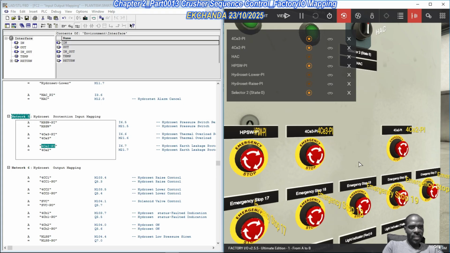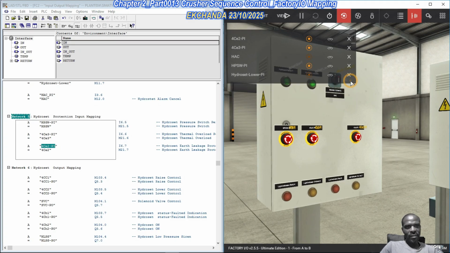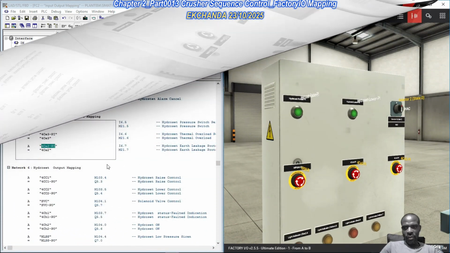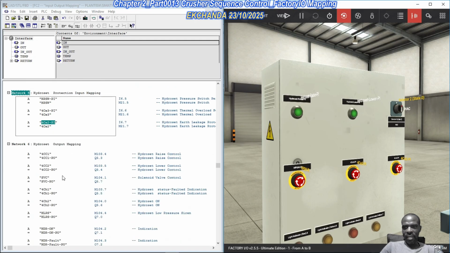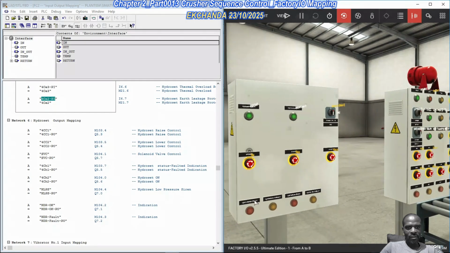then delete what we don't need, okay? Because we're done with the protection input, so all the other emergency push buttons are now redundant. We'll come and add them if we need them, but for now we don't need them, right? Do we need to make some adjustments in terms of housekeeping? We're talking about mapping the outputs now, okay? So there's hydroset raise control. Okay, so first level, second, third level.